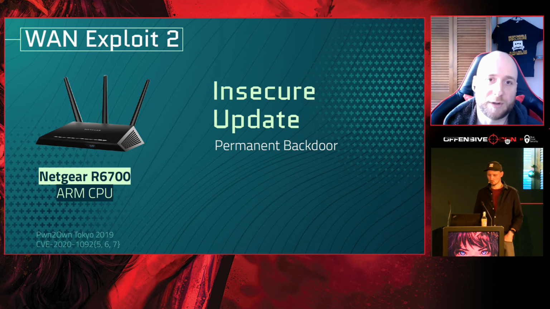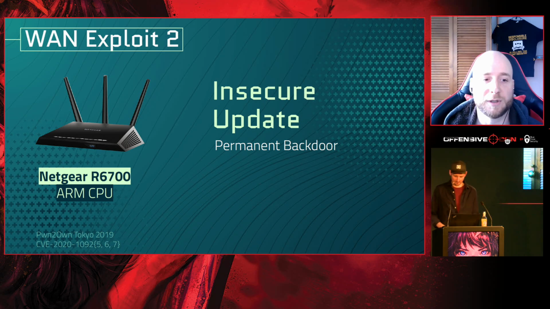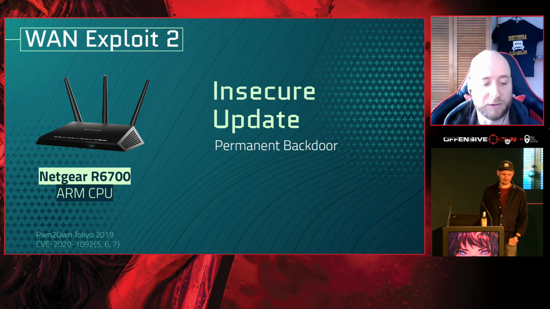This is an insecure update that drops a permanent backdoor. Our first target was the Netgear R6700, which has an ARM CPU, and we used it first in Pwn2Own Tokyo 2019. But we used variations of this vulnerability in pretty much every competition.